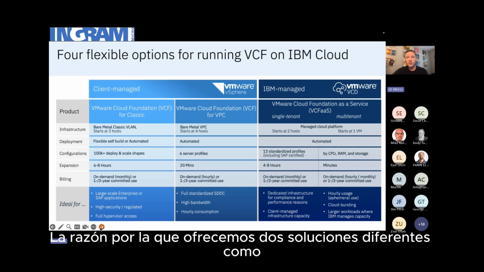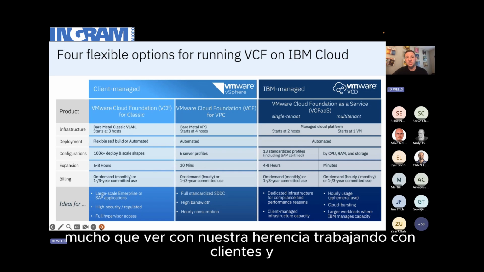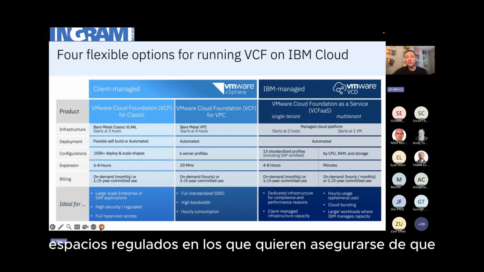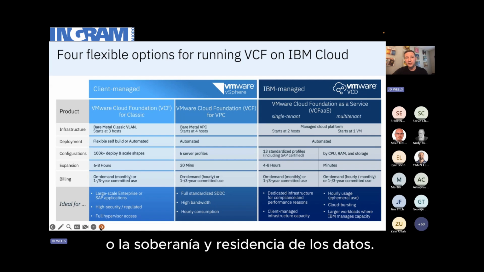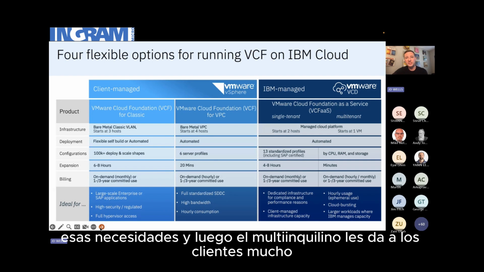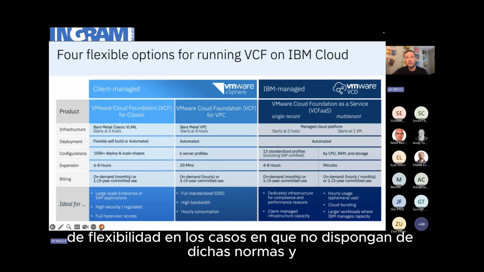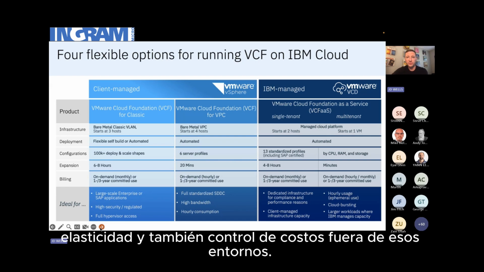The reason we offer 2 different solutions on as a service of single tenant or multi-tenant really has a lot to do with our heritage working with customers in regulated spaces where they want to make sure that they are mitigated from cross hypervisor attacks or noisy neighbor concerns or data sovereignty and residency. The single tenant solution helps customers solve for many of those needs. And then multi-tenant gives customers a lot of flexibility where they may not have those regulations and those controls, but they want to get a lot of elasticity and also cost control out of those environments.